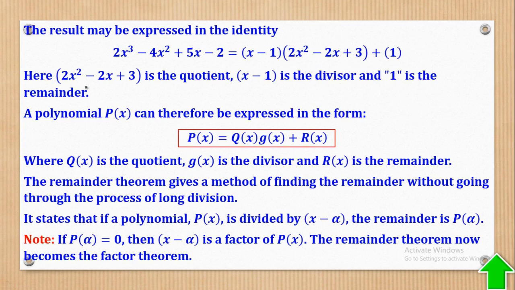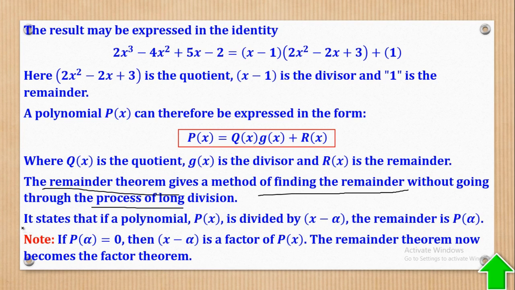So in this case, like I said, this is what we call the quotient, this is what we call the divisor, and 1 is called the remainder. Therefore, in general, a polynomial P(x) can be expressed in the form P(x) = Q(x)g(x) + R(x). In this case, Q(x) is the quotient, g(x) is called the divisor, and R(x) is called the remainder. Those are symbols we need to remember. The remainder theorem gives a method of finding the remainder without going through the process of long division. You can get the remainder through long division or the synthetic method, but because those are longer processes, the remainder theorem gives a method which helps you easily get the remainder without going through all that process.